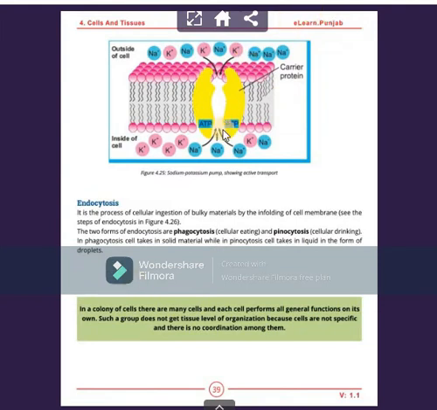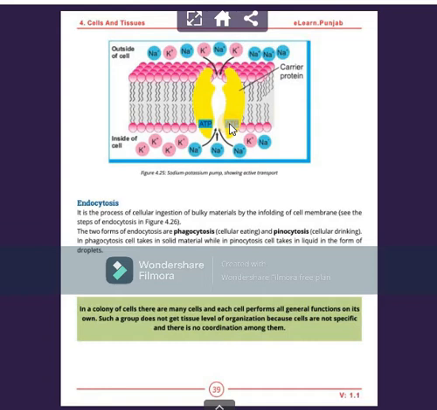As you can see in this figure, these sodium molecules are moving out of the cell while potassium is moving inside the cell. These are the carrier proteins that are helping it. You can see that the concentration of sodium is less in the cell while it is more outside the cell, while the concentration of potassium is less outside the cell and more in the cell, but still it is moving from lower concentration to higher concentration. For this, they require energy, which is in the form of ATP.